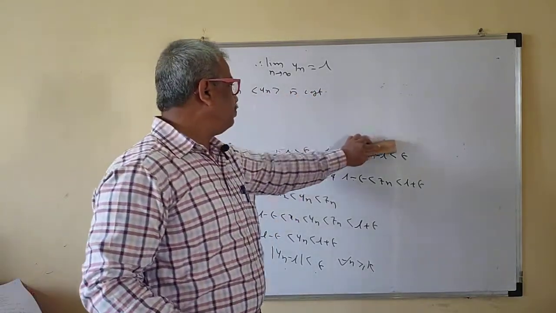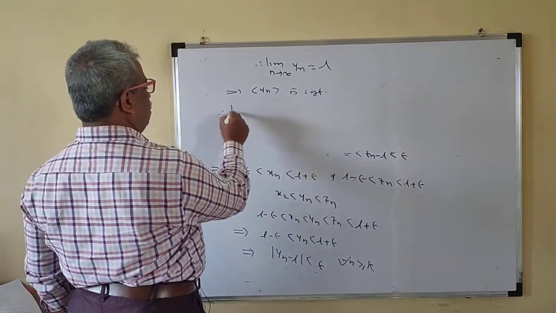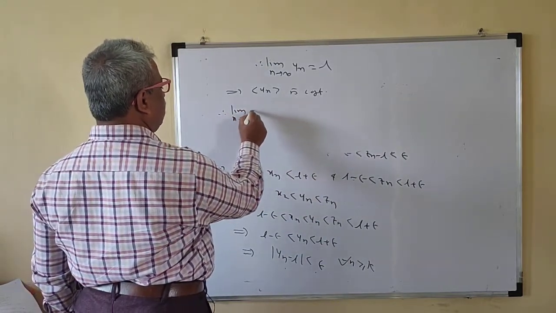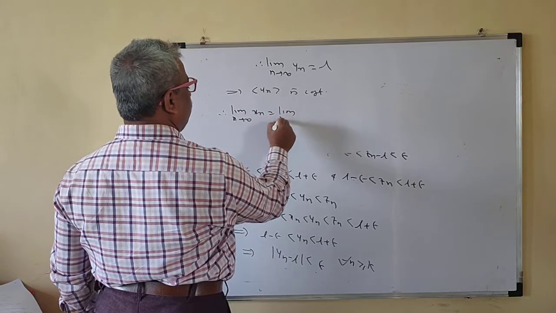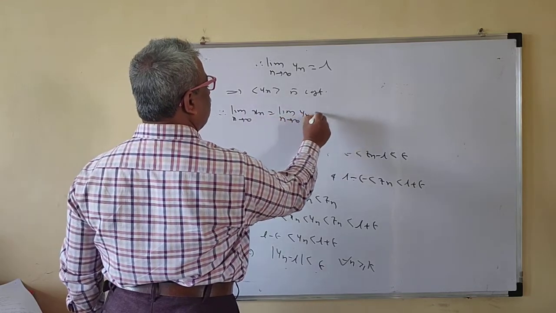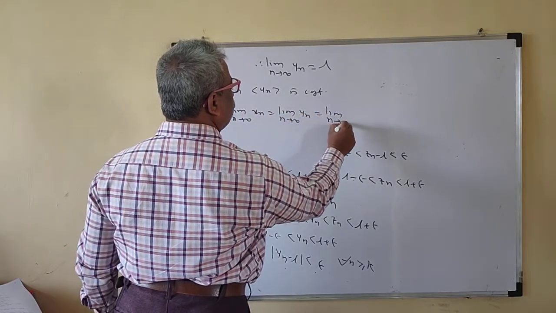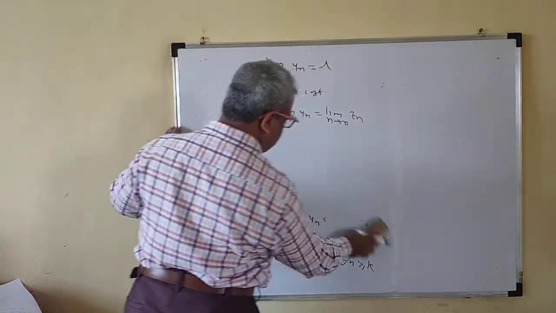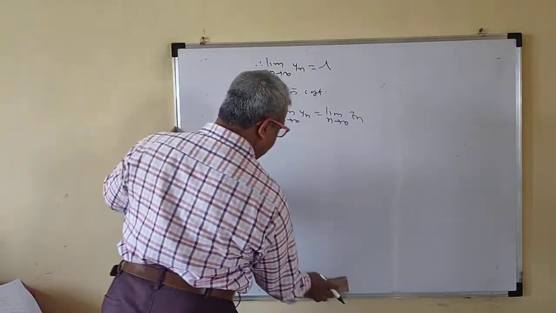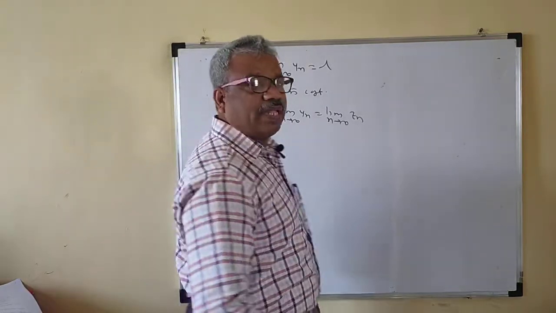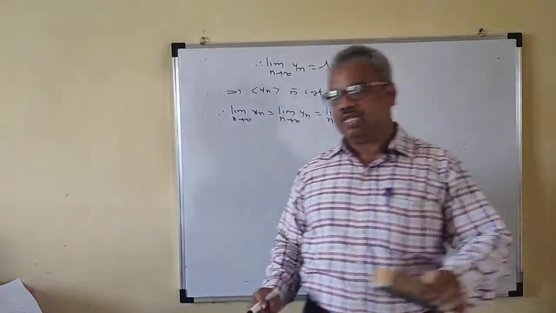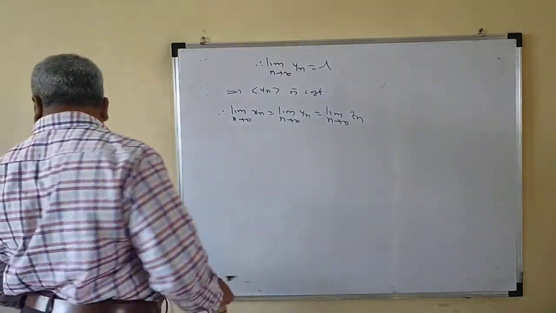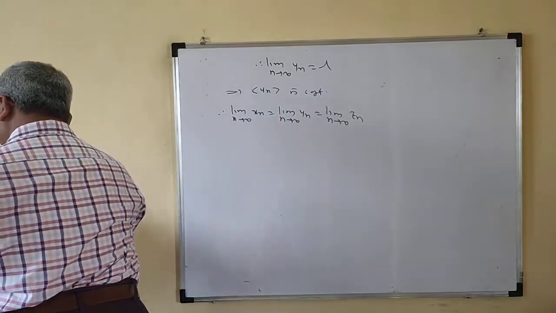So thus the limit as n tends to infinity of xn is equal to the limit of yn is equal to the limit of zn. That means if the extremes have the same limit, then the middle one also has the same limit. That is the Squeeze theorem.